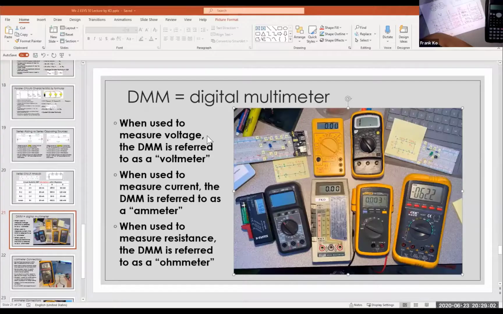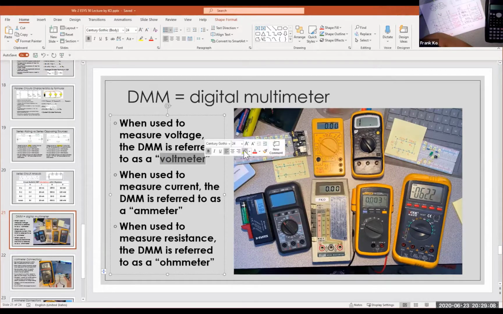Digital multimeter. When we use the DMM to measure voltage, it is referred to as a what? Voltmeter. When we use the device to measure current, it is referred to as a what? Ammeter. When we use it to measure resistance, it is referred to as a what? Ohm meter. And I'll highlight those in yellow. Those are words that are very specific, point to very specific functions.